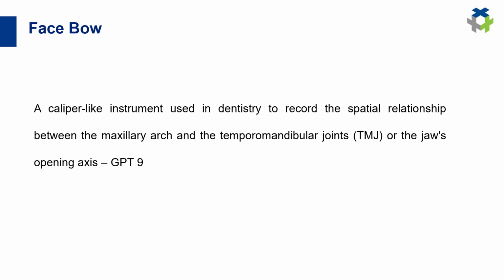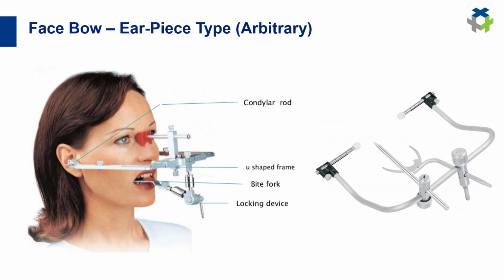So now let's come to the second component of the articulator, which is the face bow. A semi-adjustable or a fully adjustable articulator is always used along with a face bow for the complete functionality of the instrument. So what is a face bow? A face bow is a caliper-like instrument which is used in dentistry to record the relationship of the maxilla to the TMJ. We have dealt with this in detail in the complete denture chapter already, on articulators and face bow. And just to brief you, there are two types of face bows.